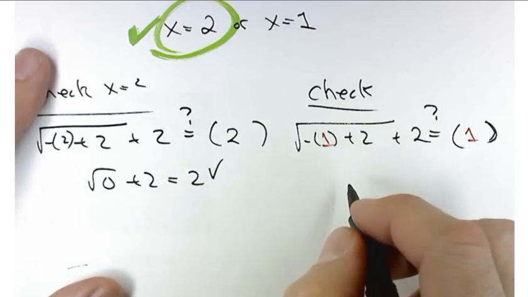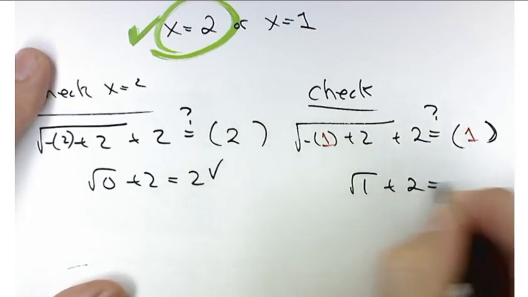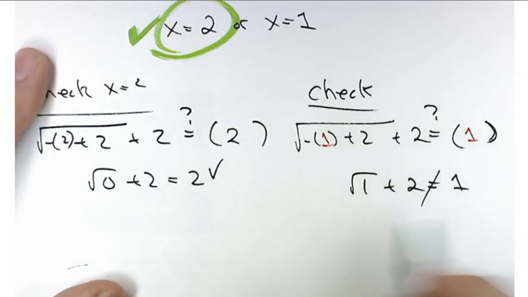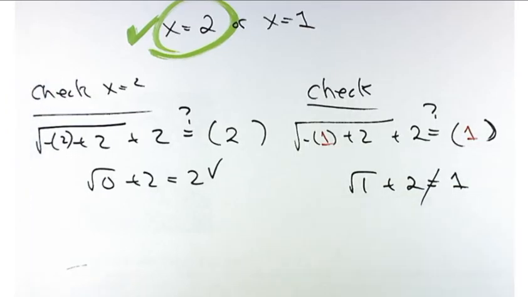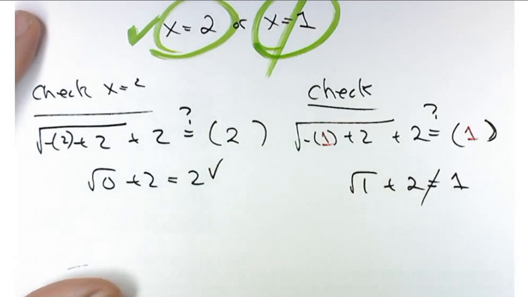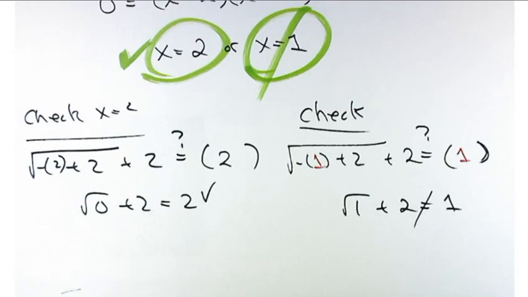Kennedy, did it check? Good. Square root of 1 plus 2 is 3, and that doesn't equal 1. So this is an extraneous solution. It's enough just to cross it out there for me. But I need to see that the solution is crossed out. That way I know that you've checked it, regardless of whether or not you've shown me the work or you did it on your calculator.